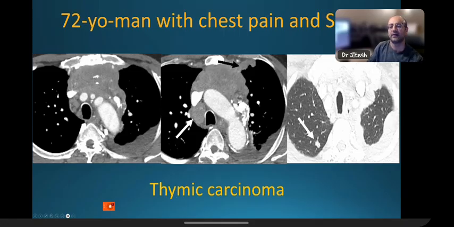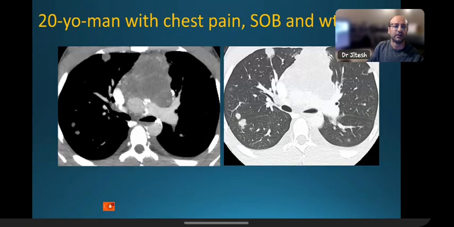So when we see this imaging pattern, a mass which looks like an invasive tumor, it might have calcifications. It's invading the mediastinal structures. It has lymphadenopathy. It is going to the lungs. It might be going outside the lungs also. So when we have this imaging pattern in an older patient, then you think about thymic carcinoma. Again, we cannot make a definitive diagnosis based on imaging, but we can suggest this could be a thymic carcinoma, and the definite diagnosis comes on biopsy. So that was a case of thymic carcinoma.